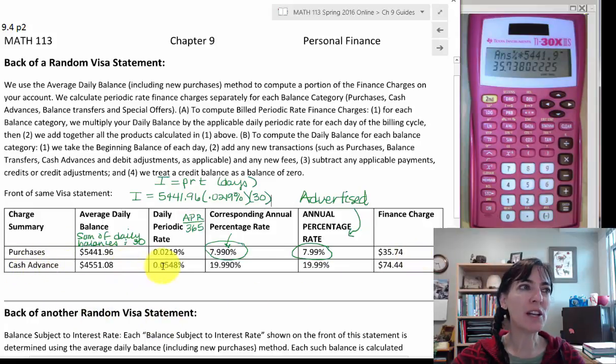If we look at the cash advance, give that one a try. We already looked at how they got the 0.0548%, but see if you can calculate and get that 74.44.